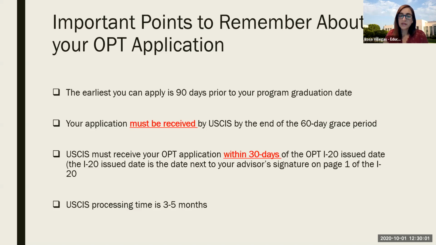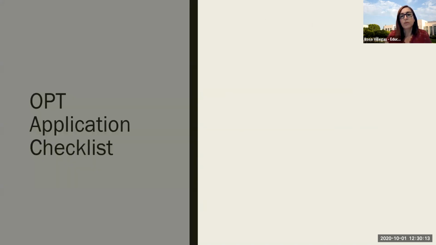Also, again, I said earlier, USCIS is taking an average of 3 to 5 months to process employment applications. So please plan accordingly. This is the checklist that I mentioned. If you're interested in applying for OPT, make sure you start collecting your documents.